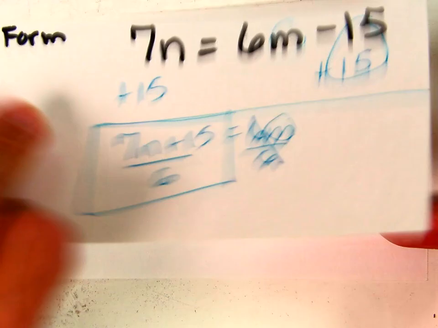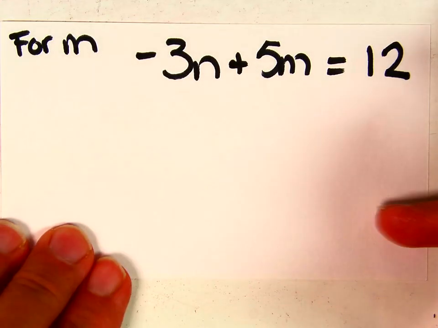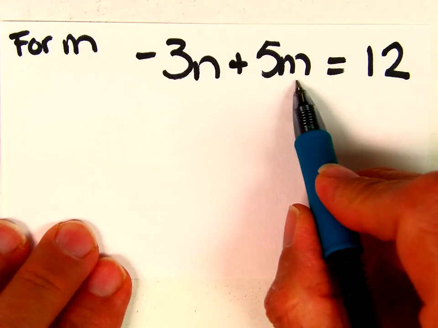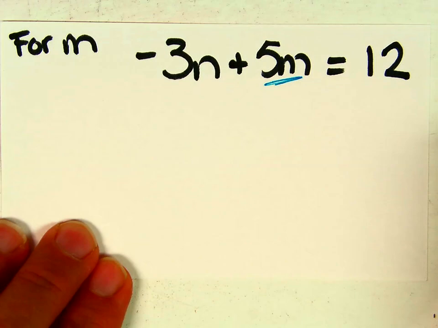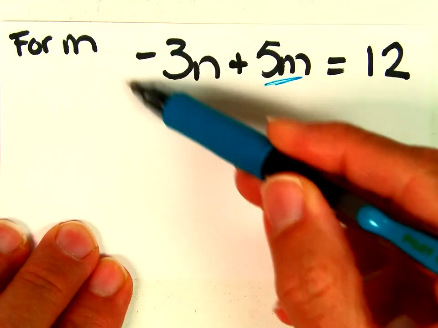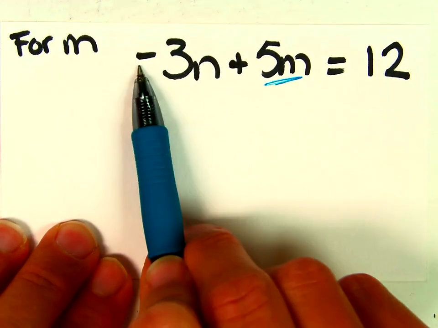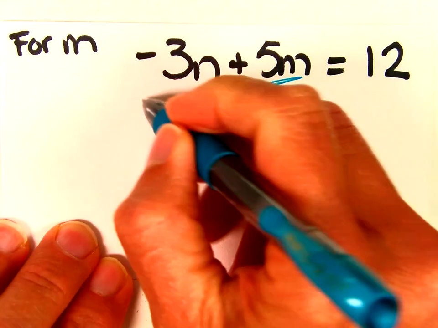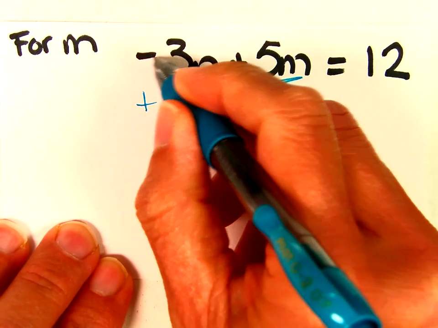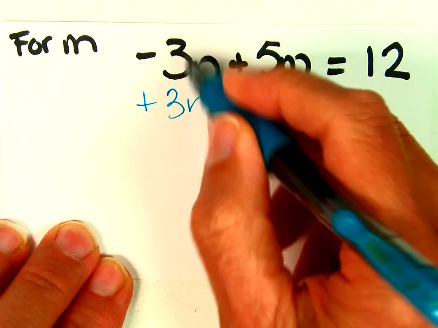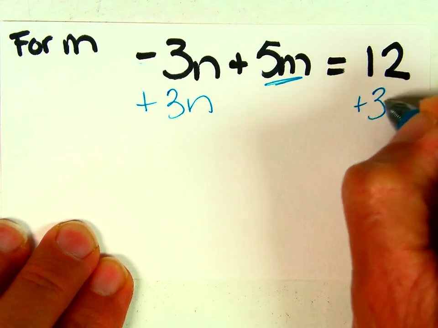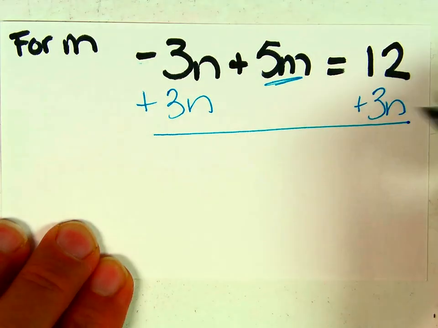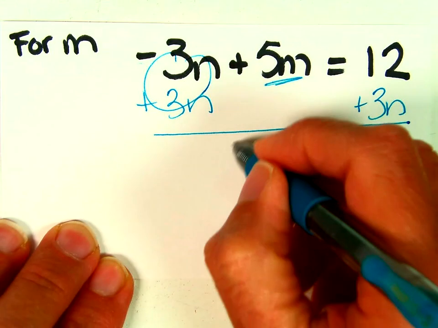One last problem. I'm going to solve for m again, so here's my m. I need to get rid of this first. It's a negative 3n. To get rid of a negative 3n, I would add 3n, because it's the opposite of this minus sign. So that's going to get me a 0. But whatever I do to the left side, I've got to do to the right side. So I'm going to 0 that out.